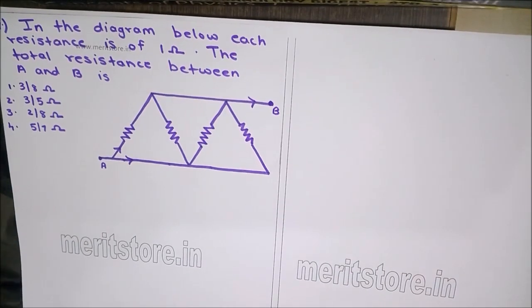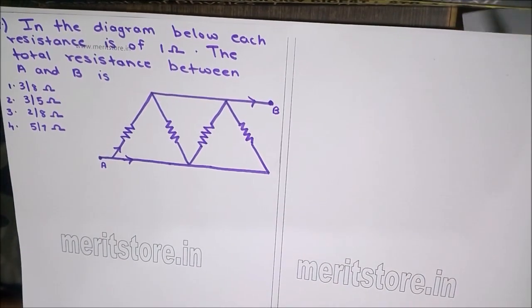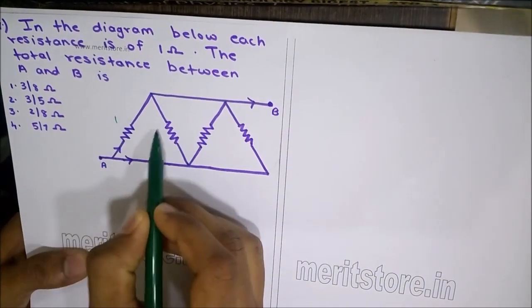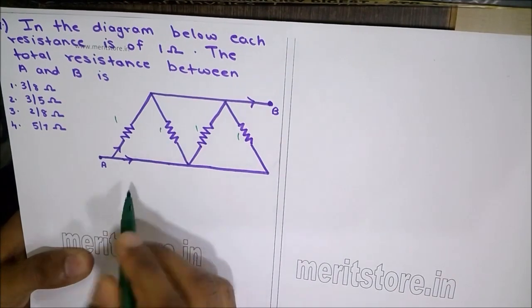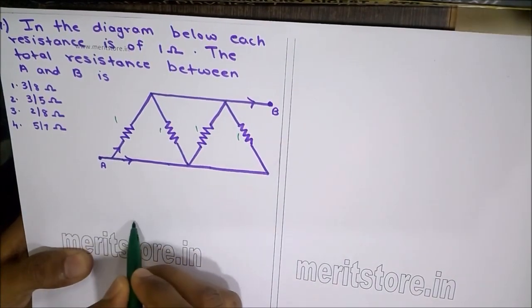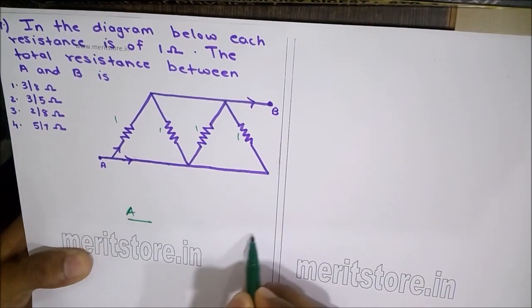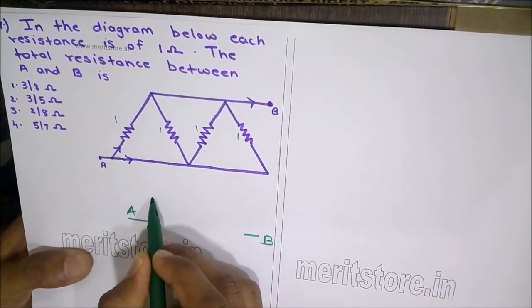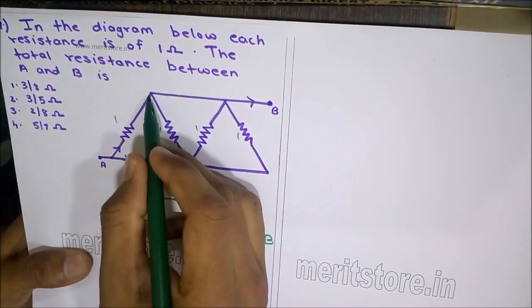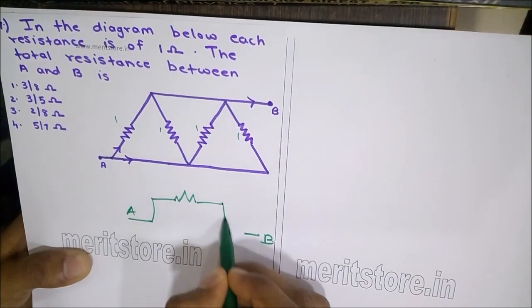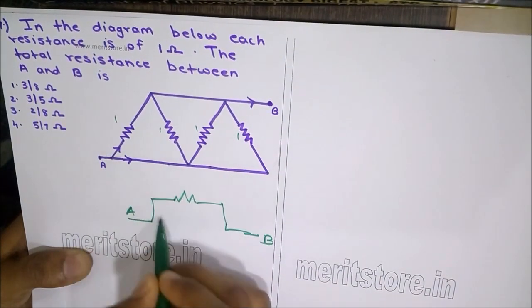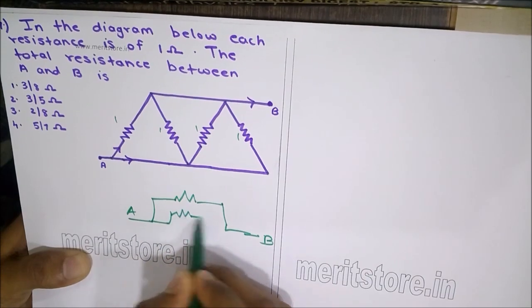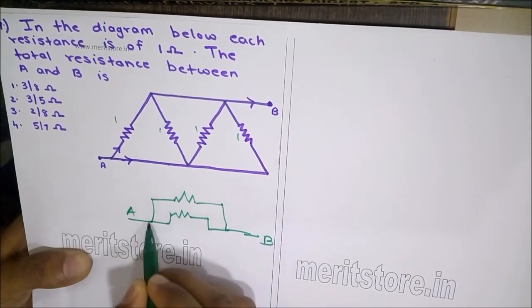In the diagram below, each resistance is of 1 ohm. The total resistance between A and B is. Now each of these resistances is 1 ohm, we can simplify this circuit. This is point A and this is point B. So this terminal is directly connected to B. This is again connected between A and B.